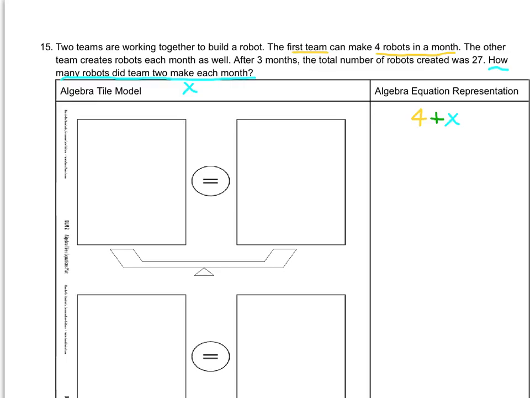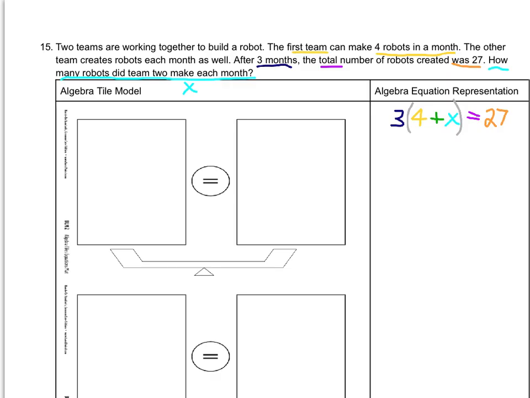They make that for 3 months. And our total then is 27. So we have 3 times the quantity of 4 plus x equals 27. Again, 4 is how much the first team can make in 1 month, plus x. We don't know how many Team 2 makes in a month, but that's how much they make in a month is x. So 4 plus x is how much they make in a month, times 3 months gives me a total of 27. So how much does Team 2 make? See if you can set up that with the algebra tile model and try to solve it like we did in the last one.